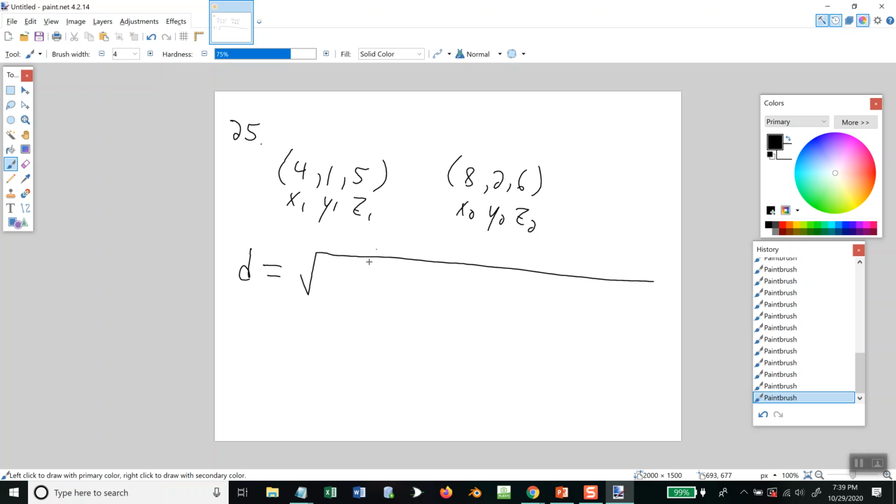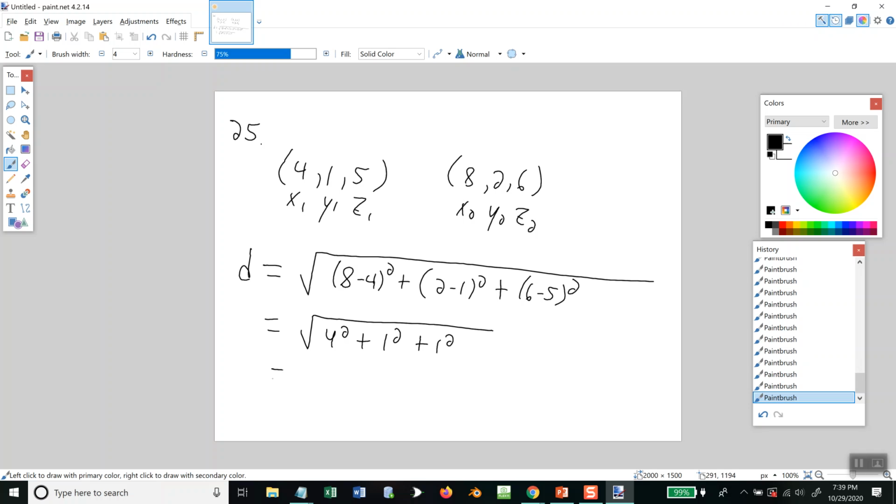So square root, we subtract our x's. 8 minus 4 squared plus 2 minus 1 squared plus 6 minus 5 squared. 8 minus 4 is 4, so we got 4 squared, plus 2 minus 1 is 1, so we got 1 squared. 6 minus 5 is 1, so we got 1 squared. 4 squared is 16, 1 squared is 1, plus another 1 is 18.